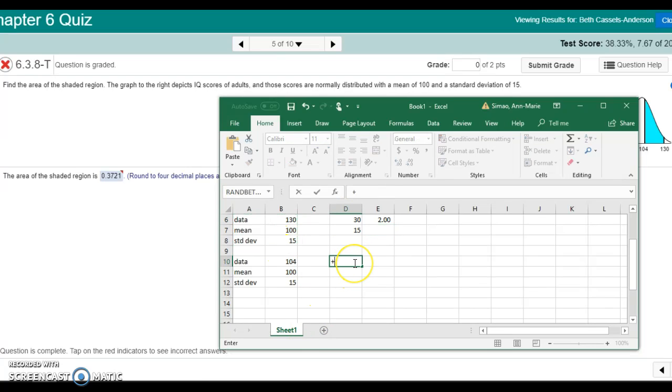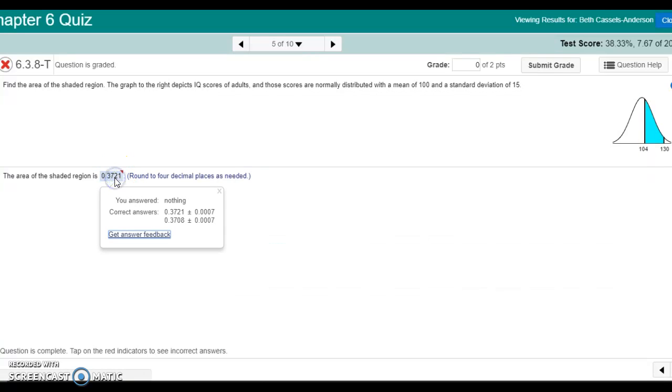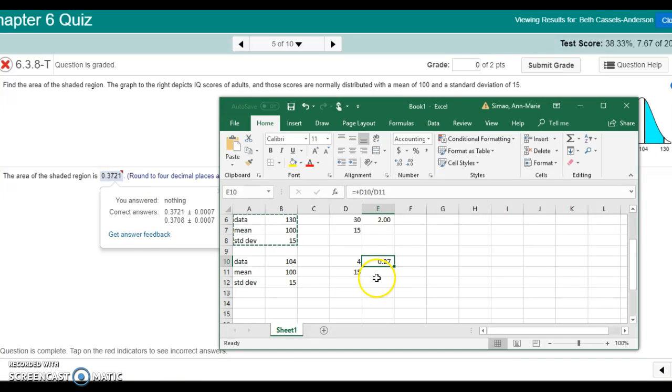We're going to do the same calculation here. 104 minus 100, which is 4. Standard deviation is 15. Remember, there's no sample size, so we're not dividing by anything. We're just using the standard deviation. 4 divided by 15, 0.2667. So this is going to be another one that might have a couple different options, the reason for that is because we rounded this guy.